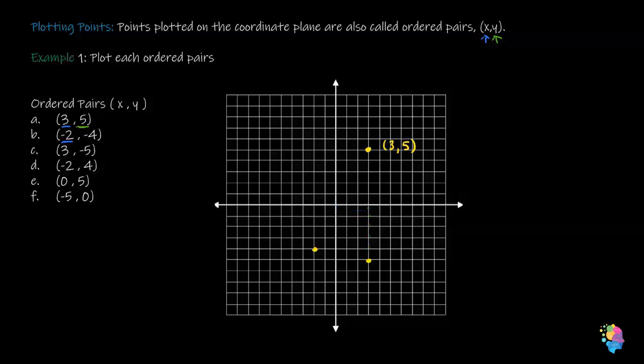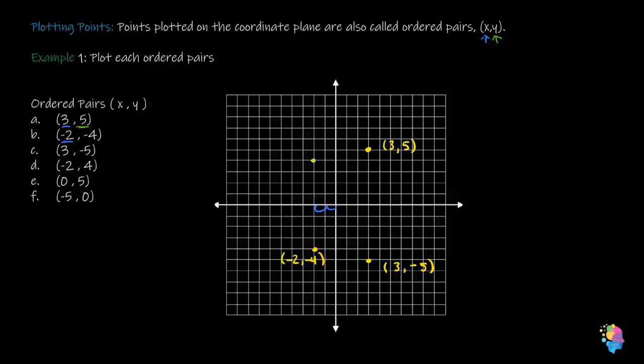Let me label back the one that we did before. B was -2, -4. And C, the one we just finished, was 3, -5. Let's move on to D. D has -2, so that's 2 left. And then +4. That means that we're going to go 4 up. And that is where we plot the point.